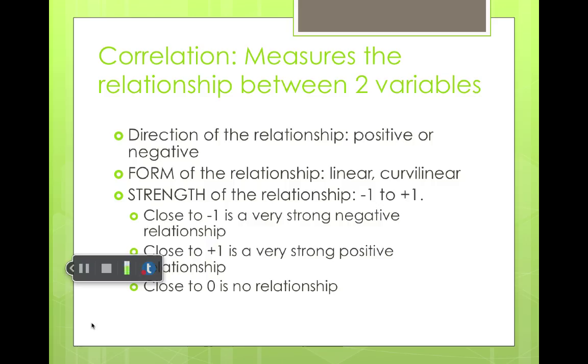But close to a -1 is a very strong negative relationship. Close to a +1.0 is a very strong positive relationship. If you get a number that's 0.1 or 0.05, that's close to 0, that's not very much relationship at all.